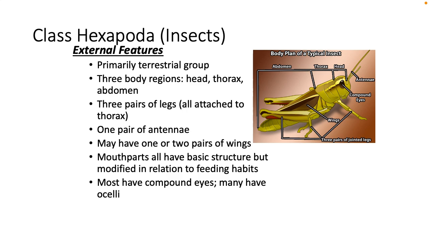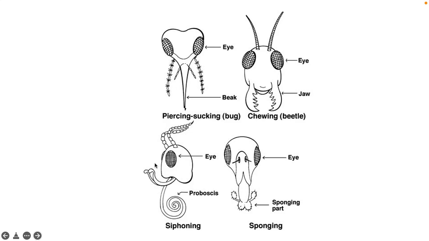The mouth parts are diverse based on what exactly they eat. So you have insects that pierce an organism, insects that chew plants, a proboscis to reach down into flowers, and then fruit flies like sponging, mopping up things off the floor.